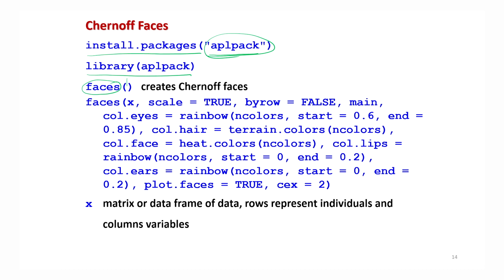If you go into the help menu, you will find different types of options available, like scale, by row, main, color of eyes, color of hair, color of face, etc. I'm not going into these details, but I request you all to look into the help menu and try to understand it. The data you enter has to be in the format of a matrix or data frame, and each row of the matrix or data frame will indicate one set of variables.